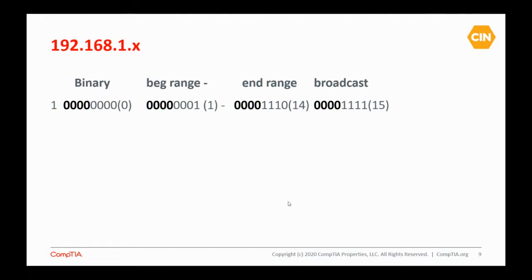I'm not sure why I've got binary up there instead of network. I may go back and change that before I do it. Network's what I normally seem to put right there. A lot of people put subnet too. Or subnet, yeah, I may put subnet there. And then it's the beginning range and the ending range for the host addresses. And then the broadcast address.